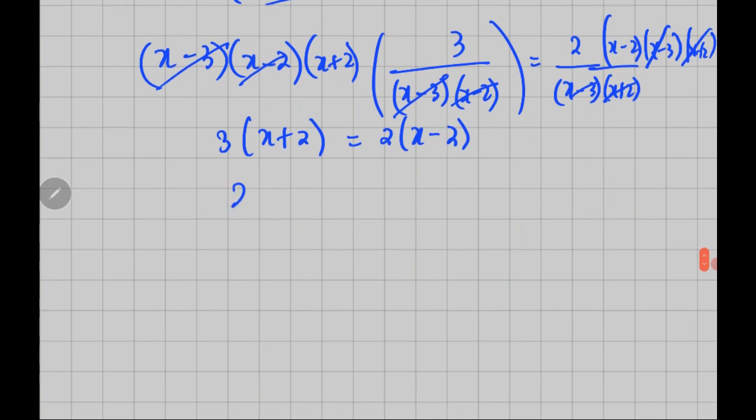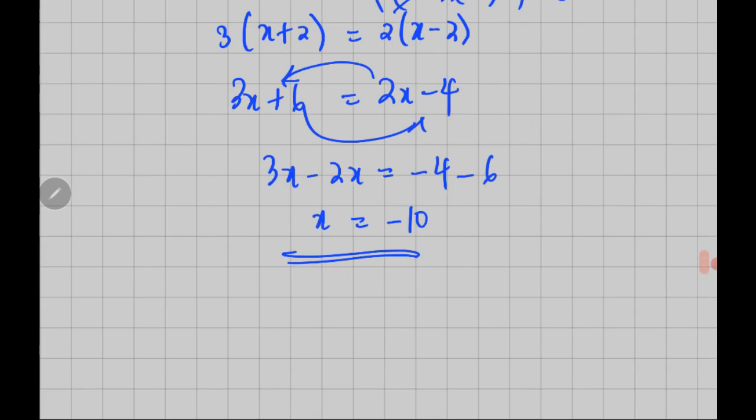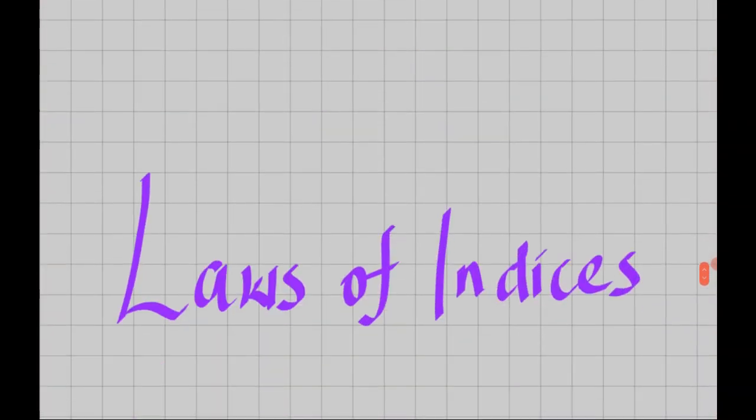So 3 times x is 3x. 3 times 2 is 6. 2 times x is 2x. 2 times minus 2 is minus 4. Then we move this to this side and this to this side. So it's 3x minus 2x is equal to minus 4 minus 6. So 3x minus 2x is x. Minus 4 minus 6 is minus 10. So that will be our final result: x is equal to minus 10. So see you in the next video where we talk about laws of indices.